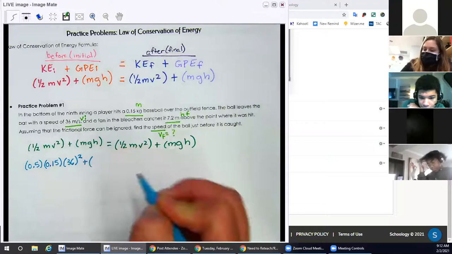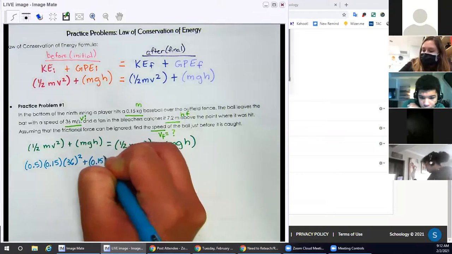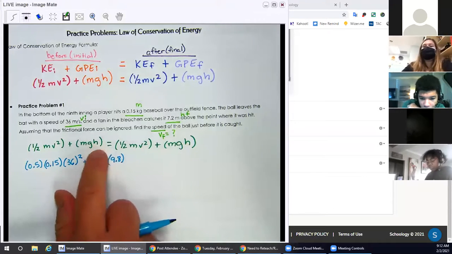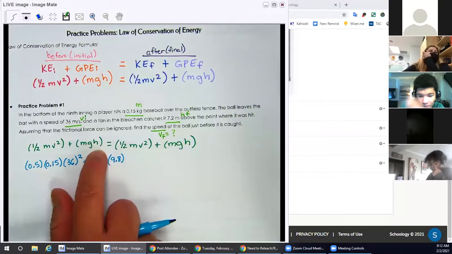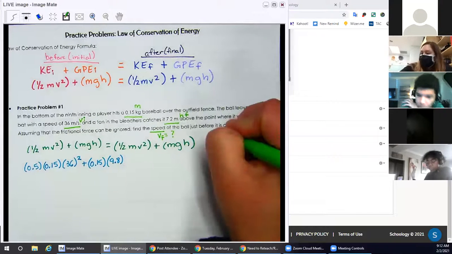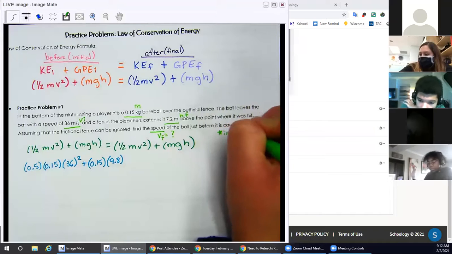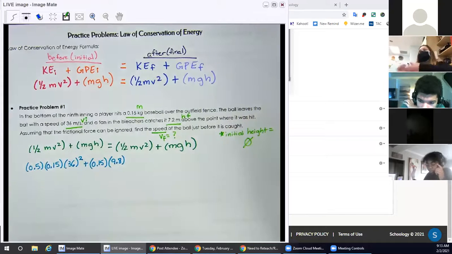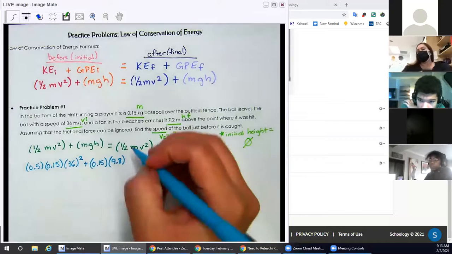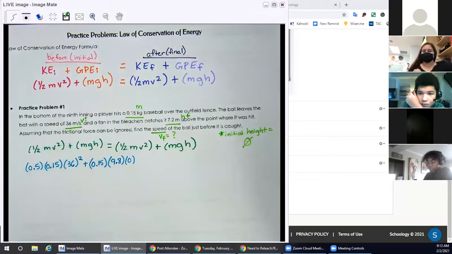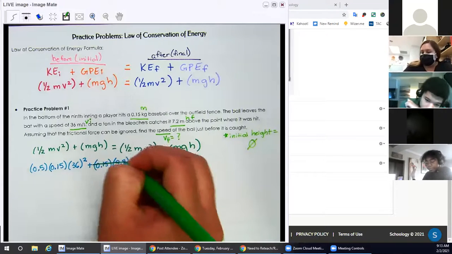Plus our mass again, which is 0.15, times gravity, which is 9.8, times our height. What was our initial height? Take a guess at what our initial height's going to be. 0. Good job. Let's write that down so we don't forget. Initial height is 0. There's no initial height. Usually if I don't give it to you, it's because it doesn't exist. So this is going to be multiplied by 0. And what's anything times 0? 0. So we don't even need this part.